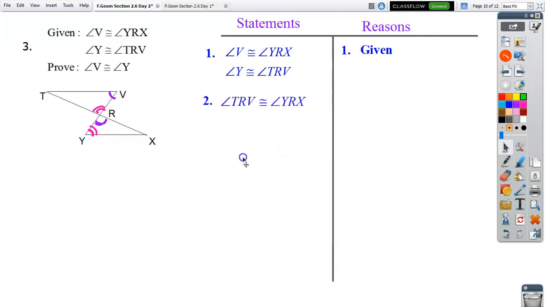Our next step is saying, well, TRV is congruent to YRX, and I'll show you in a second. TRV is this angle, and it's congruent to YRX because they are vertical angles. Vertical angles are congruent to each other. Therefore, they are congruent.